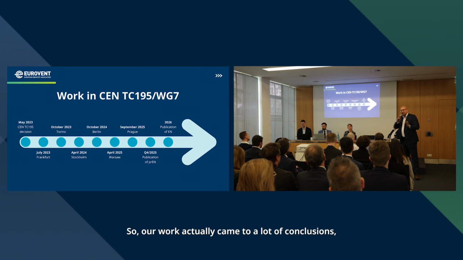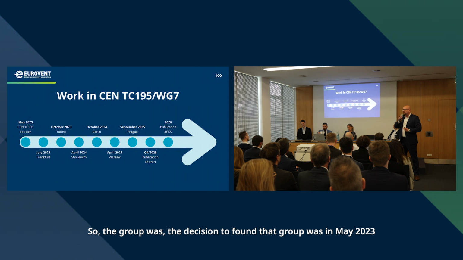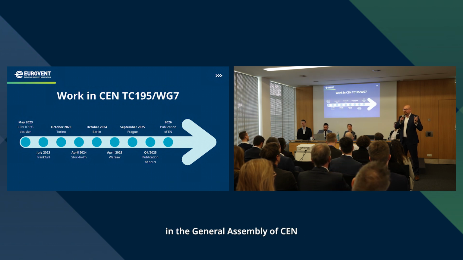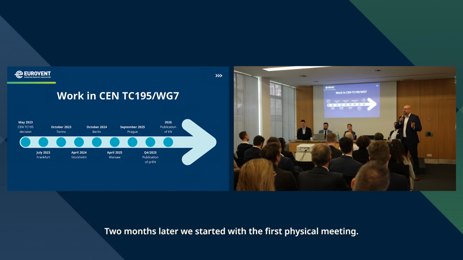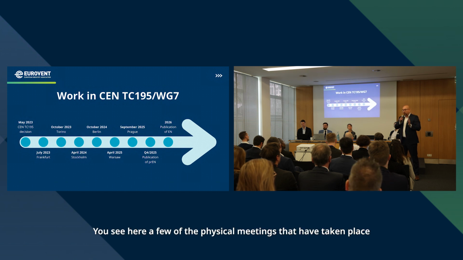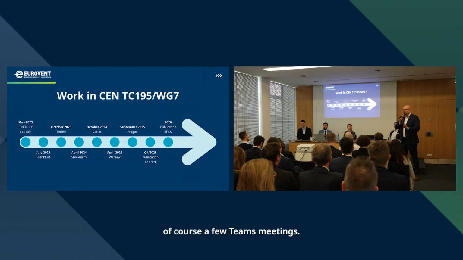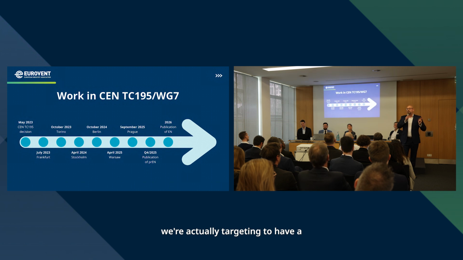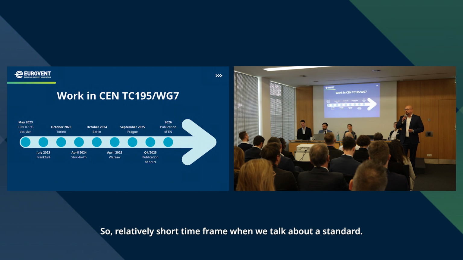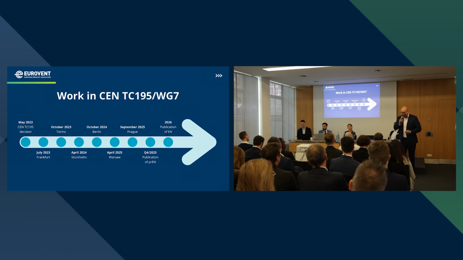Our work actually came to a lot of conclusions because we have a narrow scope. The decision to found that group was in May 2023 in the General Assembly of CEN TC195. Two months later, we started with the first physical meeting. You see here a few of the physical meetings that have taken place or will come. In between, we had, of course, a few Teams meetings. And as you see from the timeline, we're targeting to have a pre-EN ready by the end of this year. So a relatively short time frame when we talk about a standard.